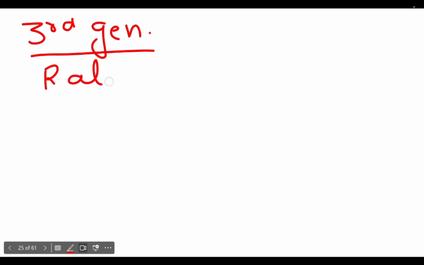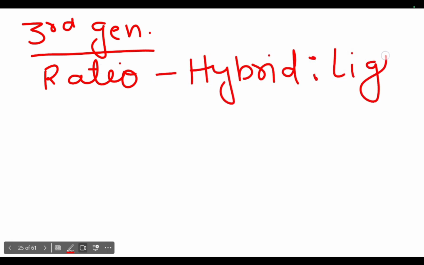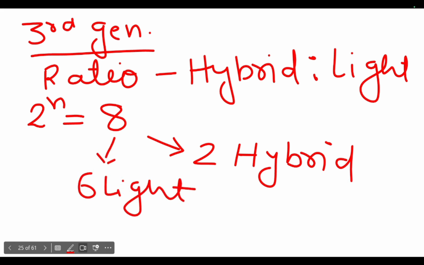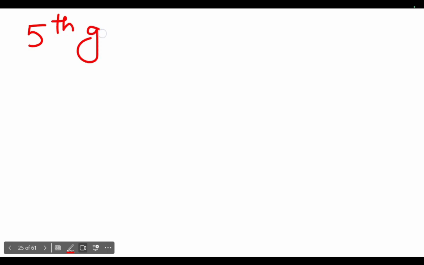If I ask you, after the third generation, what will be the ratio of hybrid to light chain? As we know, after the third generation the number of DNA will be 2 to the power n, that is 8. Out of this 8, in any generation, you will always get 2 hybrid. So 2 hybrid, and how many will be light chain? 6 light chain. So the ratio of hybrid to light chain will be 2:6, that is 1:3.